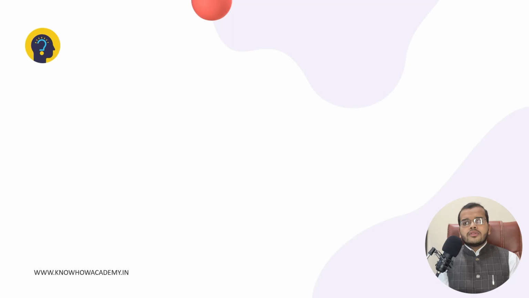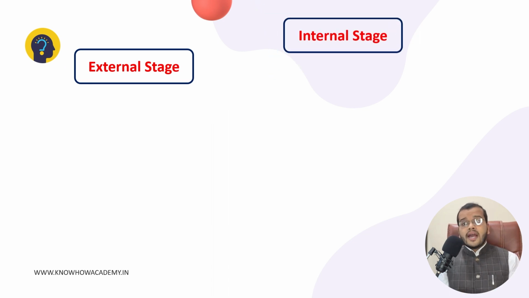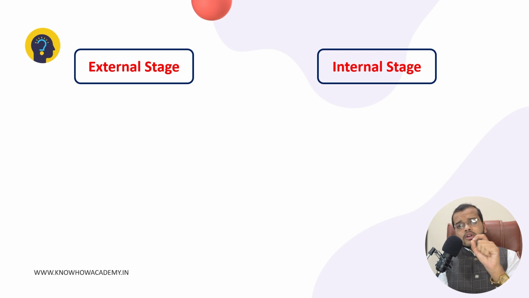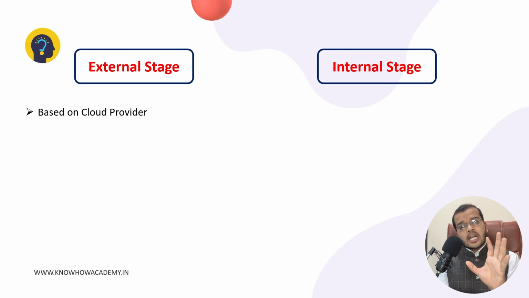When I talk about the different types of stages, there are two types of stages in Snowflake. Number one, we have the external stage, and number two, we have the internal stage. The external stages are based upon the cloud providers. We have seen in our recent videos that our cloud providers are AWS, Microsoft Azure, and GCP, which is Google Cloud Platform.